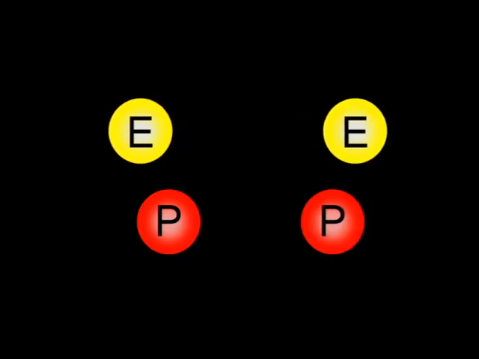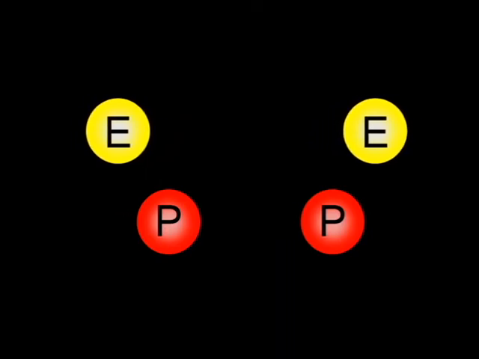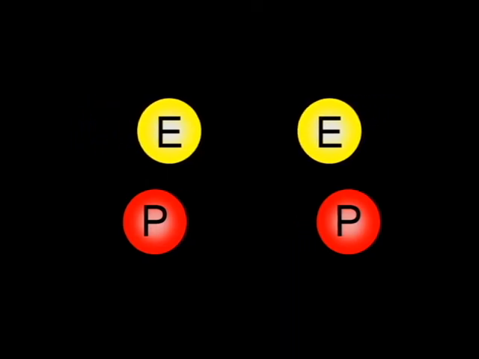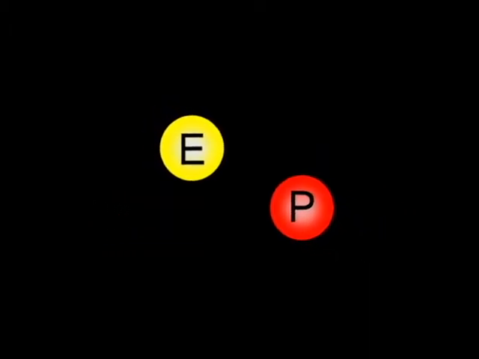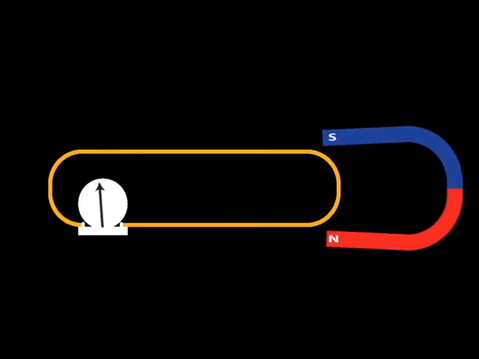As you know, like charges repel each other. Electrons push away from other electrons. Protons push away from protons. Opposite charges attract. Electrons and protons are drawn toward each other. When the negative pole of a magnet is brought up close to a copper wire, it pushes the electrons away, and they start moving down the wire.